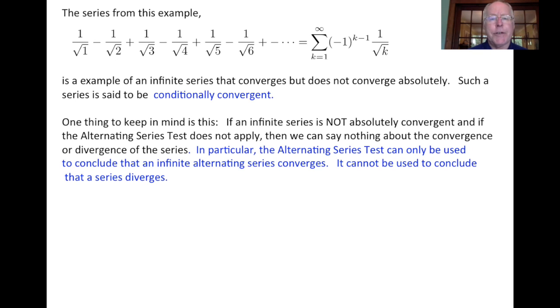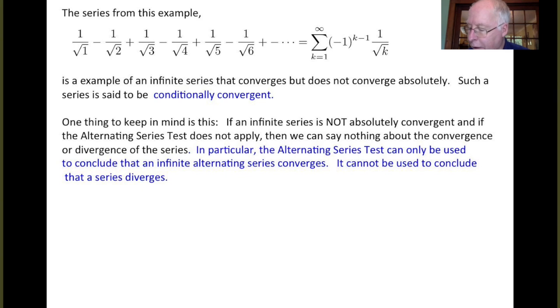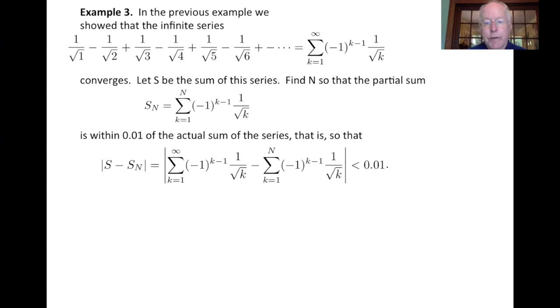One thing to keep in mind is this, though. If an infinite series is not absolutely convergent, and if the alternating series test does not apply, we can generally say nothing about the convergence or divergence of the original series. Particularly, the alternating series test can only be used to conclude that an infinite series converges. It cannot be used to conclude that a series diverges. So keep that in mind. This is a good test for convergence, but you cannot use it to conclude that a series diverges.